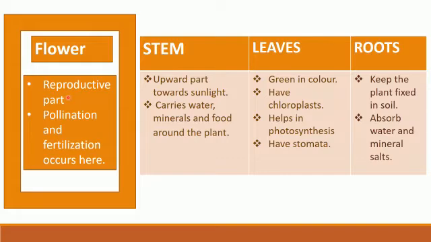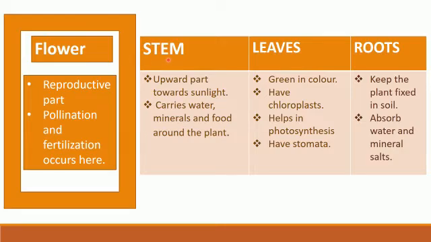For the formation of seeds, the flower has to pass through two steps. Number 1, pollination. Number 2, fertilization. In pollination, the pollen grains fall on the stigma of the same flower or another flower of the same kind, while in fertilization, the pollen grains unite with the ovules which then convert into new seeds.